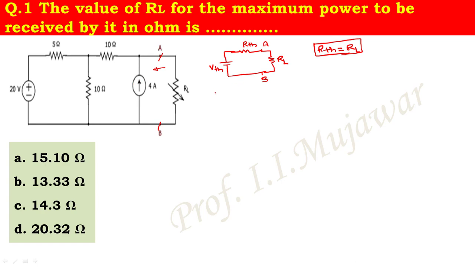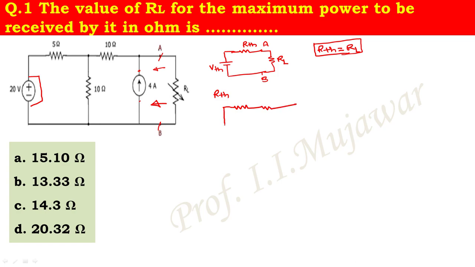Now RTH is Thevenin's equivalent resistance, which is measured looking back into the network. And while measuring this resistance, we have to remove all energy sources. If a voltage source is there, we replace it by a short circuit, and if a current source is there, we replace it by an open circuit. So our equivalent circuit for finding the value of RTH is like this one.